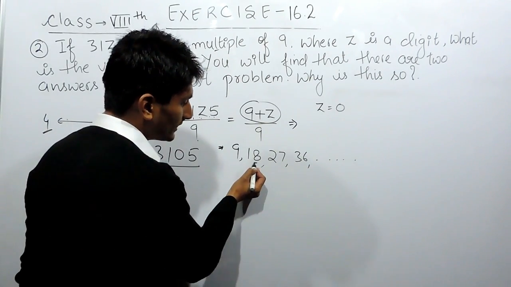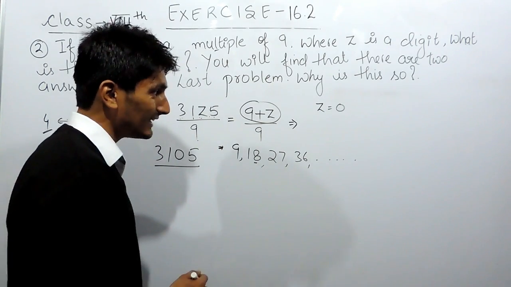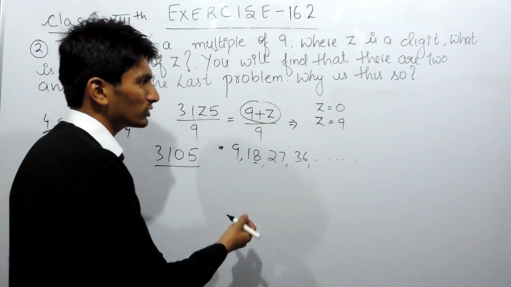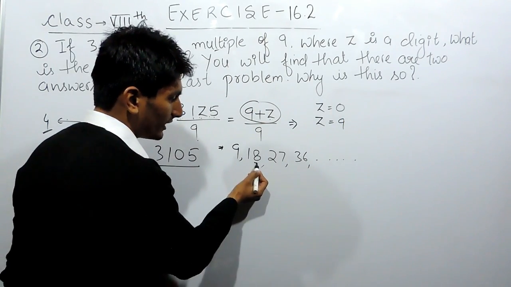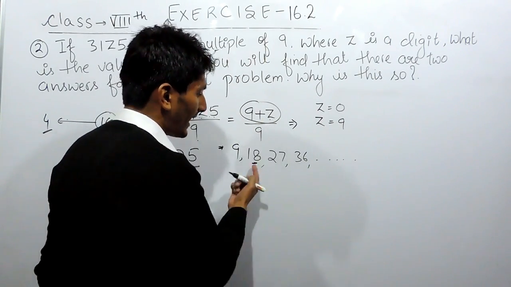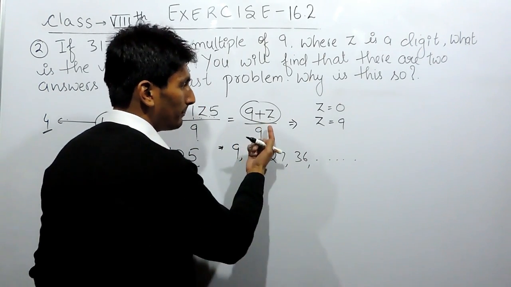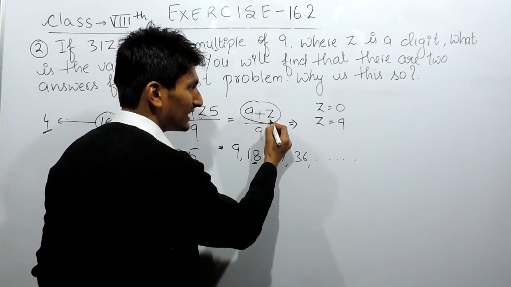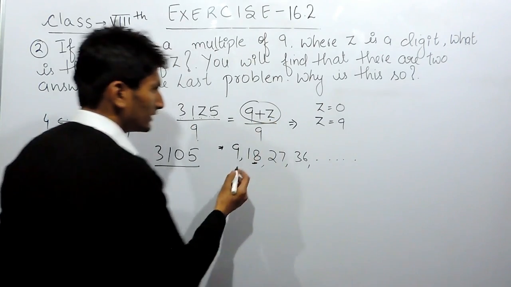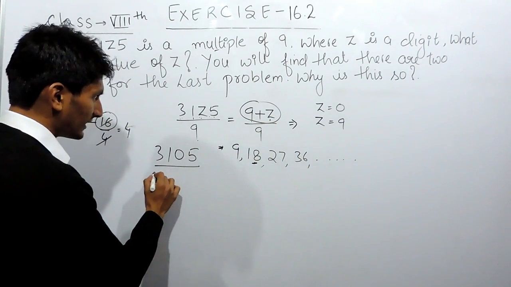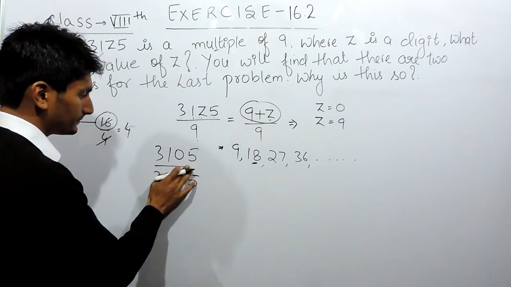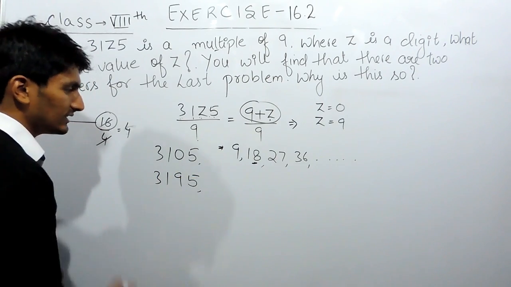Similarly, now I have to make the sum 18, the second number. If I substitute the value of z as 9, there is no need to substitute 2, 3, 4, 5, because we already know the second number which is divisible by 9 is 18. So I have to make the sum 18. This sum can only be 18 when the value of z is 9, because 9 plus 9 is 18, which is divisible by 9. So the second value of z will be 9, and the second number will be 3195.